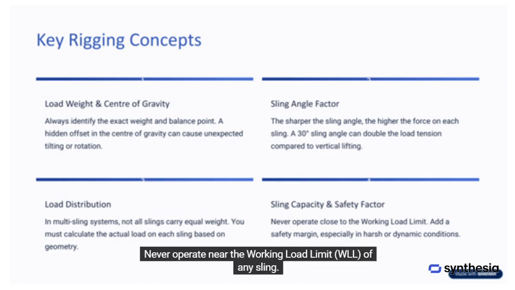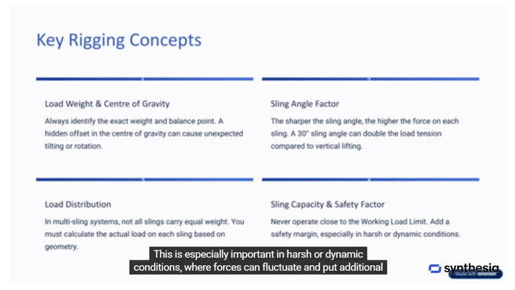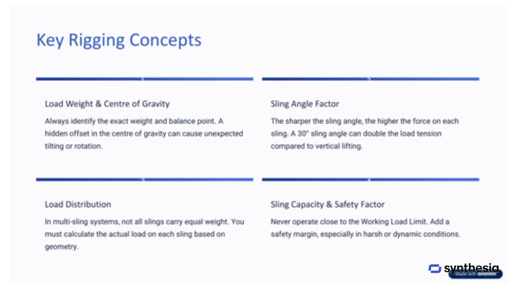Sling capacity and safety factor. Never operate near the working load limit, WLL, of any sling. Always add a safety margin to ensure you are well within the sling's capabilities. This is especially important in harsh or dynamic conditions where forces can fluctuate and put additional strain on the slings.